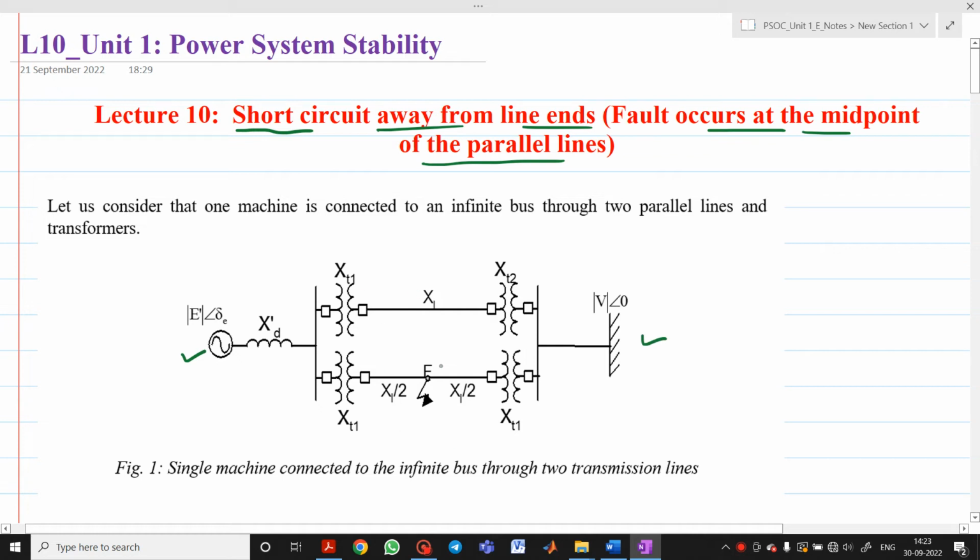with the transformers. Let E dash at an angle delta be the voltage of the generator, where delta is the load angle. This XD dash is the reactance behind the generator. XT1, XT2 are nothing but reactances of the transformer in line 1 and line 2. X1 is the reactance of line 1. Here the reactance of line 2 is also X1, and it is considered that the fault takes place exactly at the midpoint. So therefore we will have two exactly similar reactances, that is X1 by 2 and X1 by 2. Infinite bus voltage is V at an angle 0.